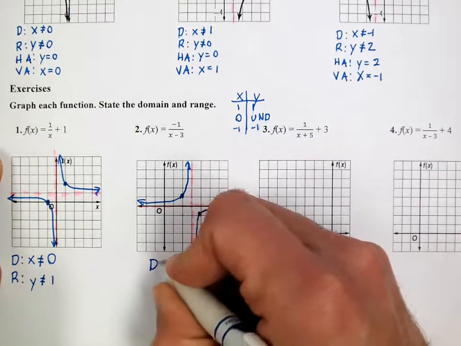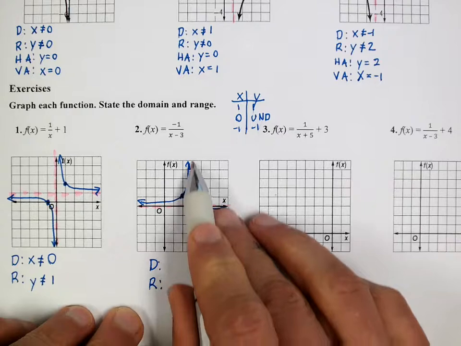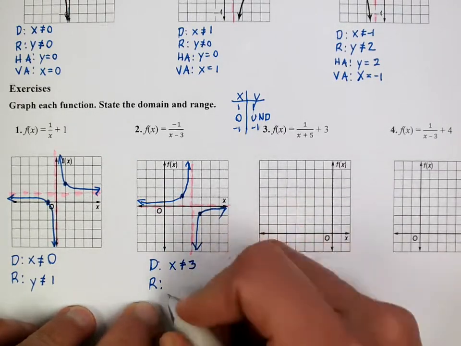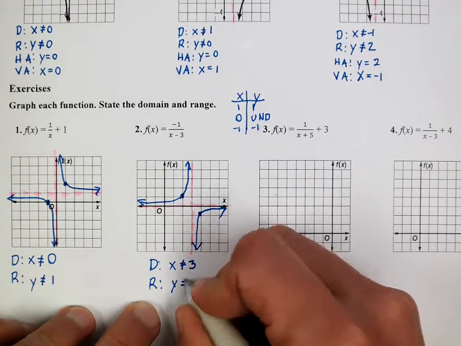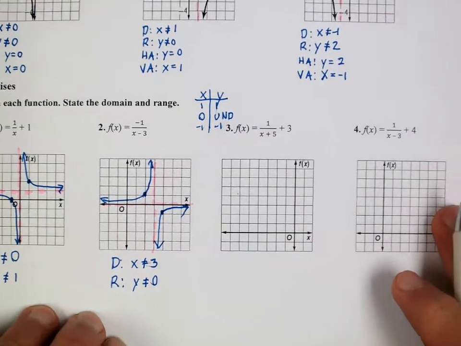All right, my domain and my range. My domain can be anything except for x cannot be equal to 3. And my range can be anything but y cannot be equal to 0. Remember, this is the horizontal asymptote, right? Let's go on to the next one.